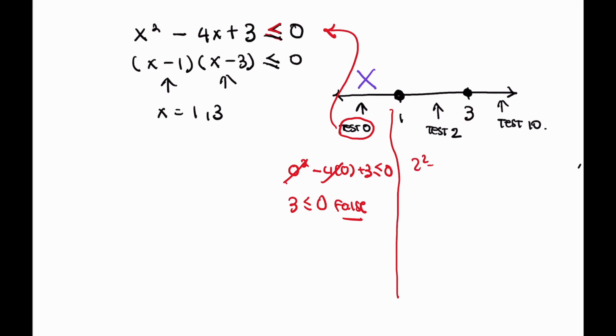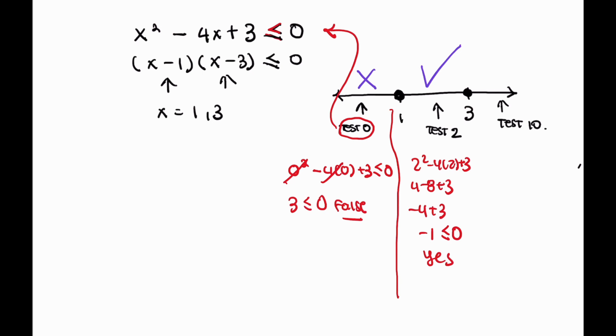Let's test 2. Zone number 2, and that's we're testing 2. So 2 squared minus 4 times 2 plus 3, and then that's 4 minus 8 plus 3, and that's negative 4 plus 3, and that's negative 1. Is that indeed less than or equal to 0? Yes, this is true. So the middle portion, we're going to accept it.